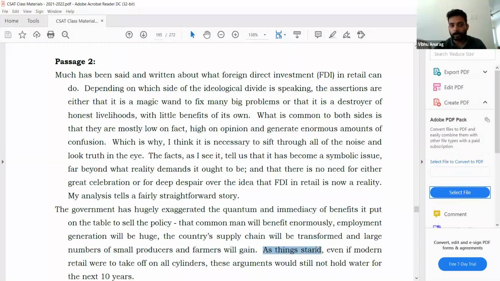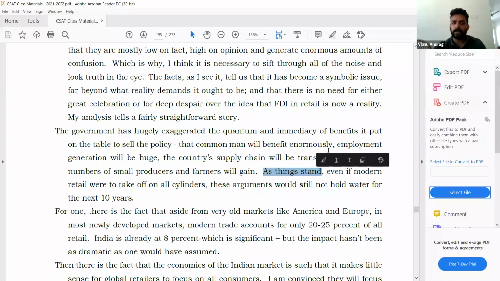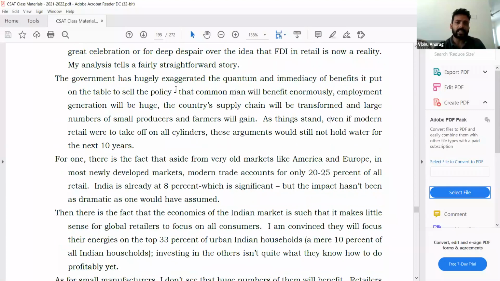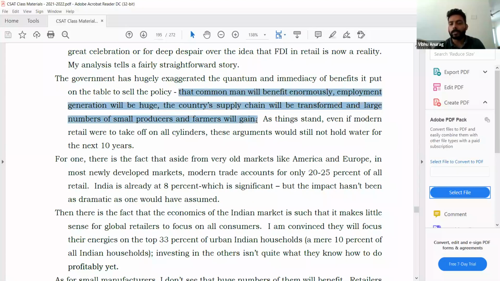As things stand, which means currently, even if modern retail were to take off on all cylinders, these arguments would still not hold water for the next 10 years. So these arguments will still not be valid for the next 10 years, even if the growth is very rapid. That's what it means to take off on all cylinders. So we can see that the author is not in agreement with the government.